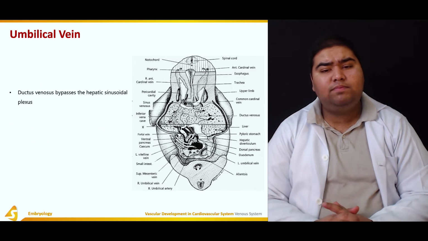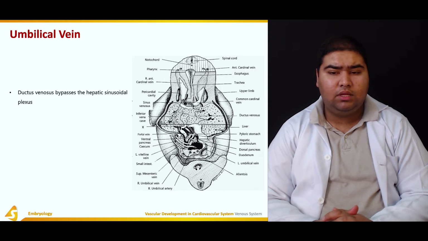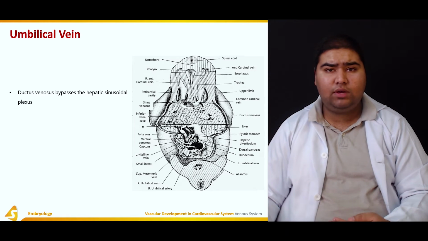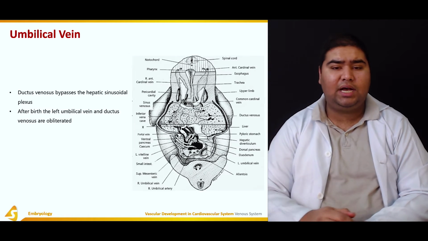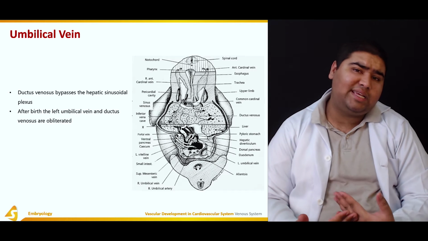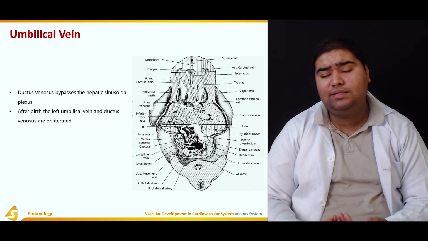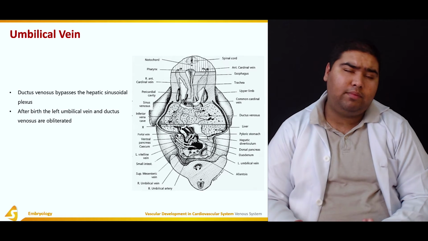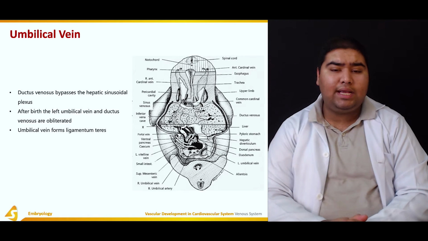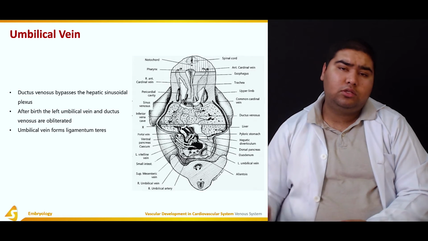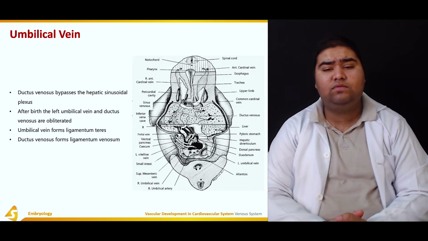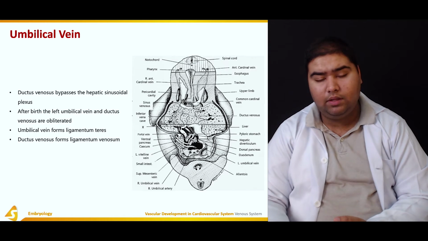Now, the ductus venosus bypasses the hepatic sinusoidal system. So this ductus venosus bypasses the hepatic sinusoids and goes directly to the heart. After birth, the left umbilical vein and the ductus venosus are obliterated, since the placenta is no longer there and there is no need to bypass the liver anymore. So both of them are obliterated. The umbilical vein forms the ligamentum teres. So the ligamentum teres is the remnant of the umbilical vein, and the ductus venosus forms the ligamentum venosum.